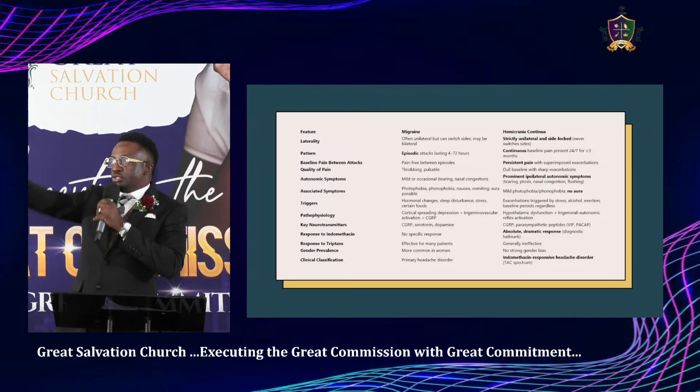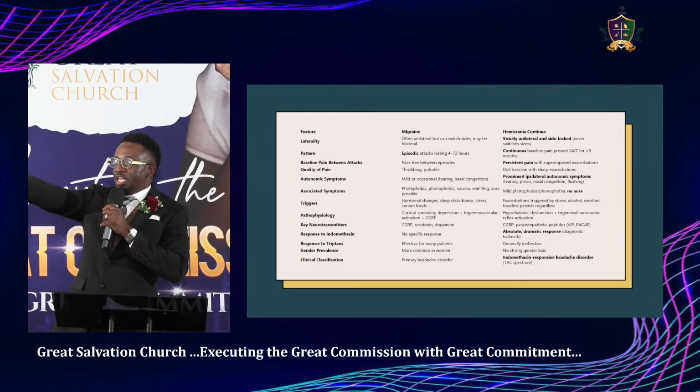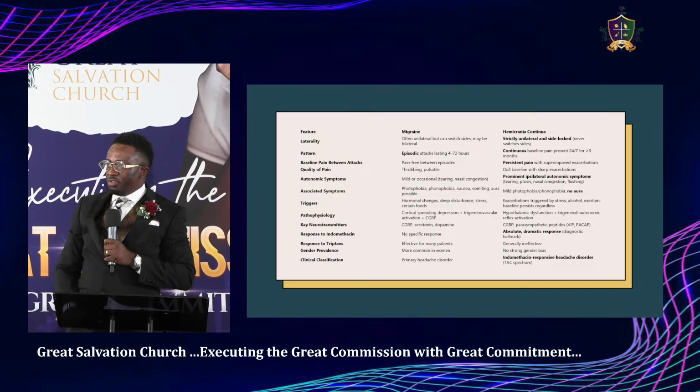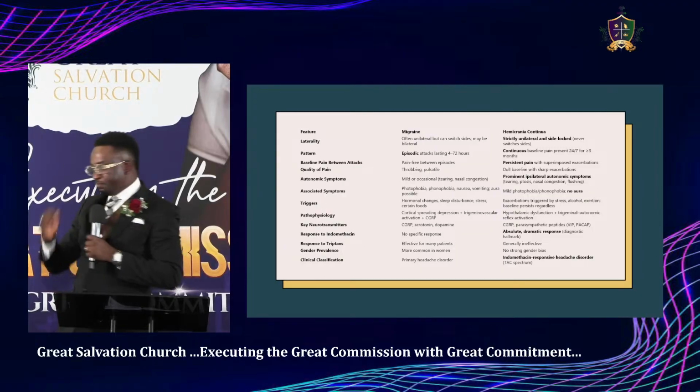Okay, so these are the differences between migraine and the hemicrania continua. I said most of the things, so I think the slides will be available so that we can look at it. Next slide, ma'am.